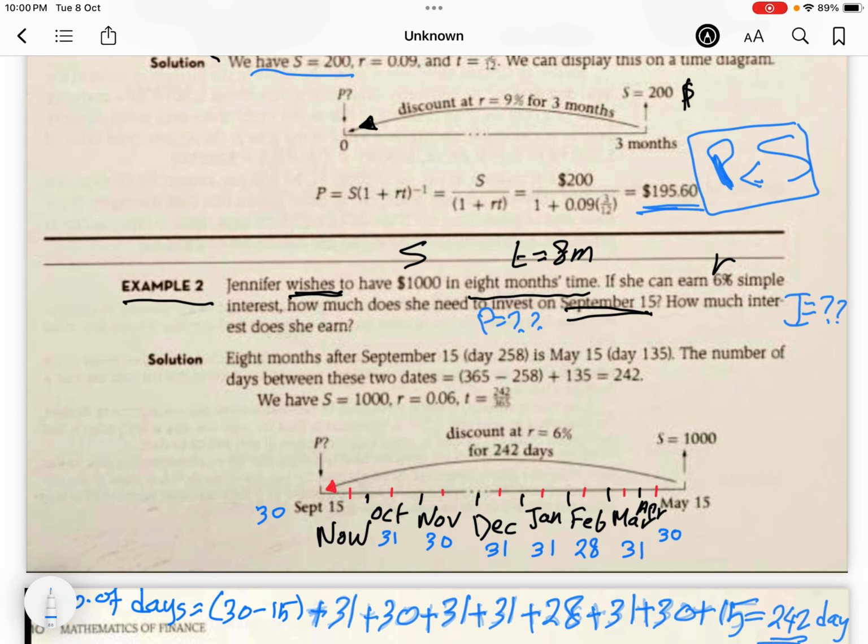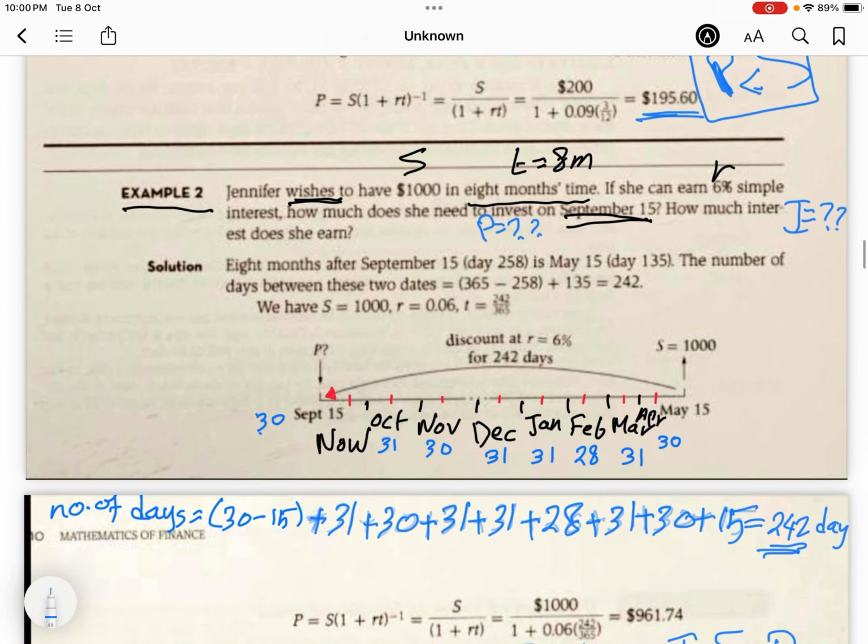The number of days between September 15 and May 15: October, November, December, January, February, March, April, May, that is 8 months. How many days will you have? 30 minus 15 is 15, plus 31 plus 30 plus 31 plus 31 plus 28 plus 31 plus 30 for April, plus 15.